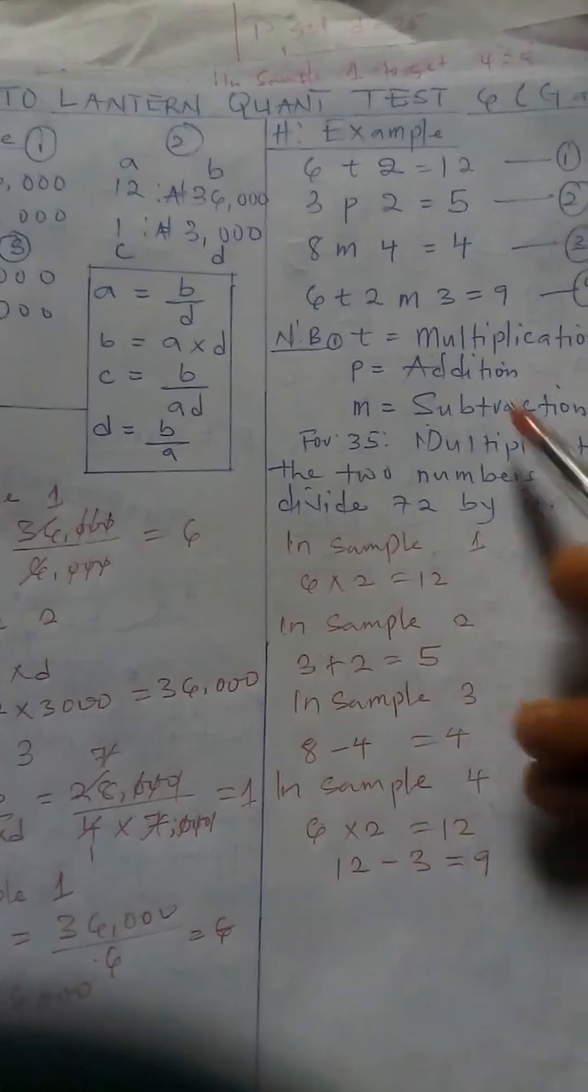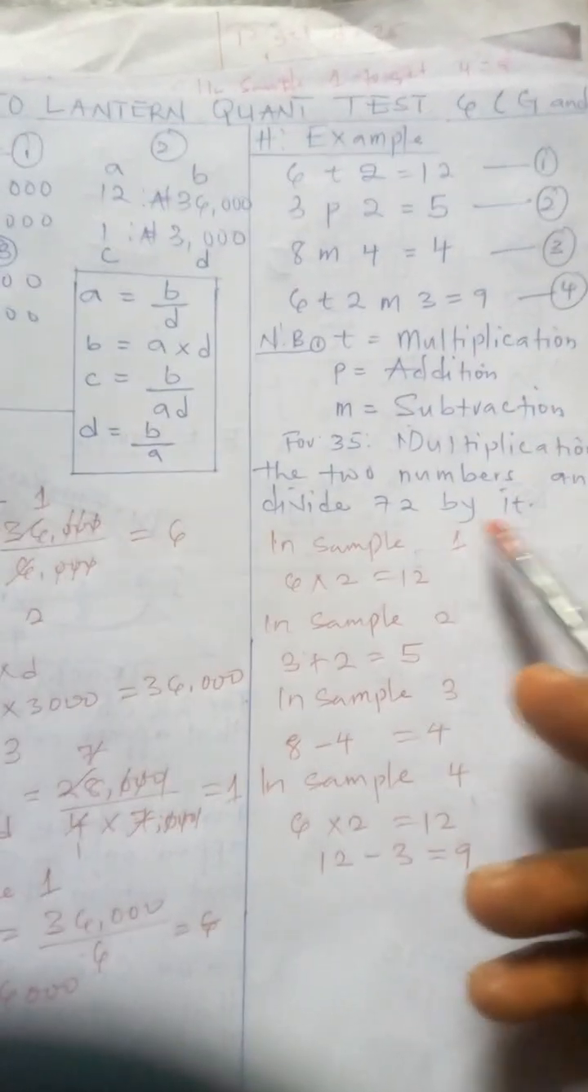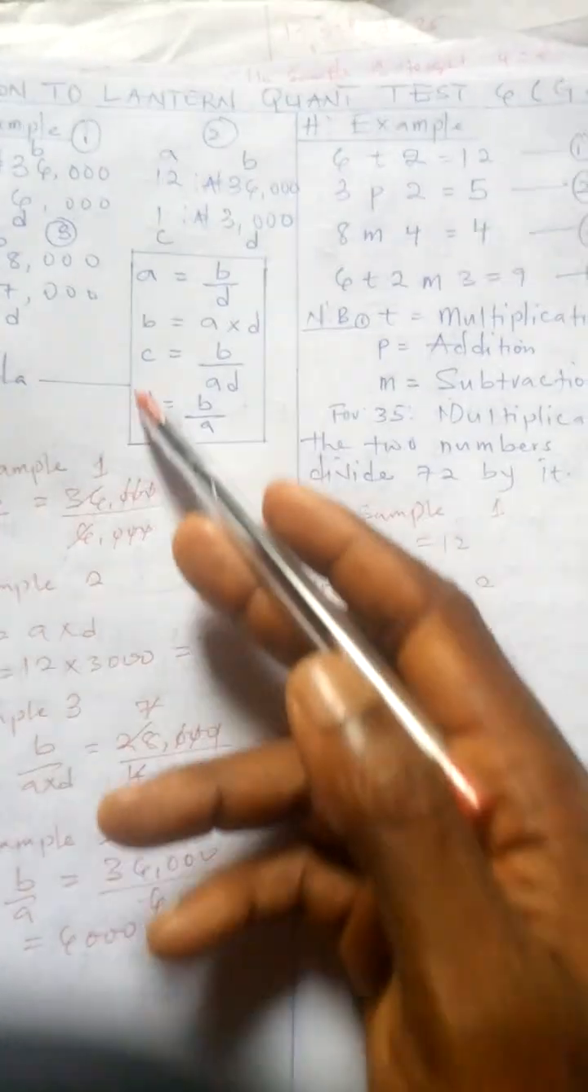Okay, so that is it. T is multiplication, P is addition, and M is subtraction. So make use of this formula. It's going to definitely work for you.